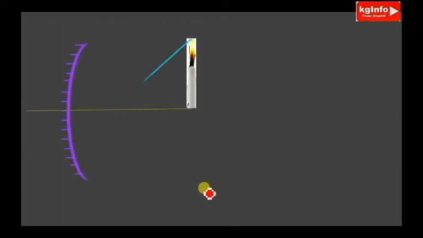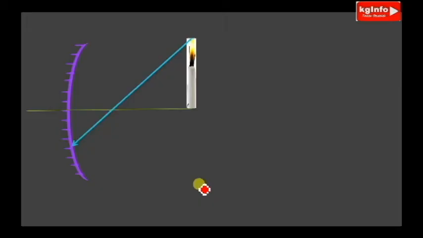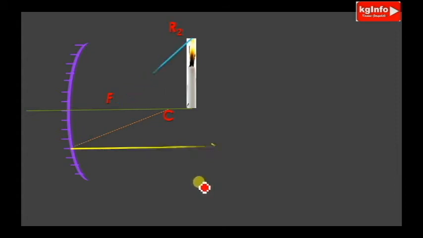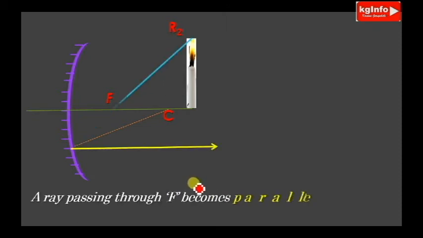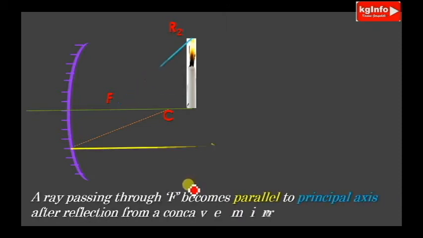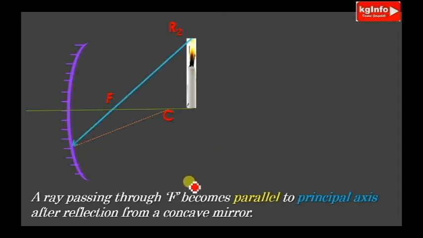Okay. Next one is R2. Again we consider a candle, and one ray is incident through the focal point and reflects from the concave mirror parallel to the principal axis. That means it is the reciprocal of the R1 ray. A ray passing through F becomes parallel to the principal axis after reflection from a concave mirror. Okay.